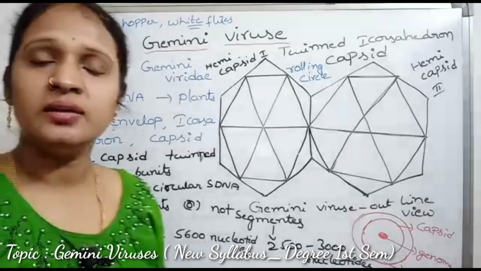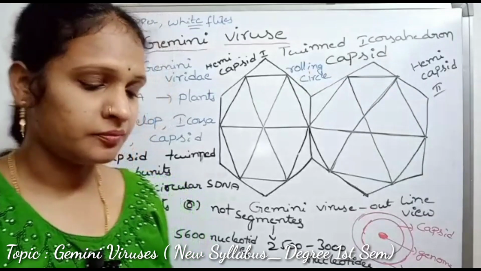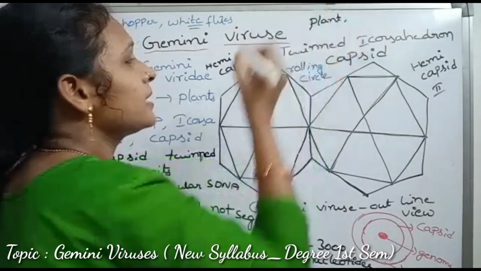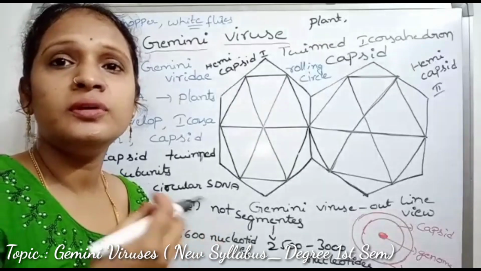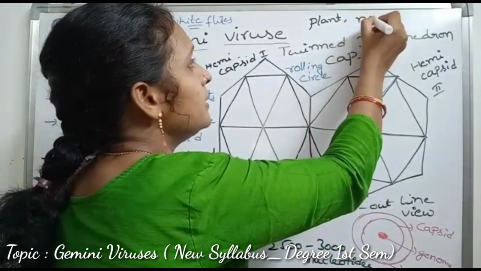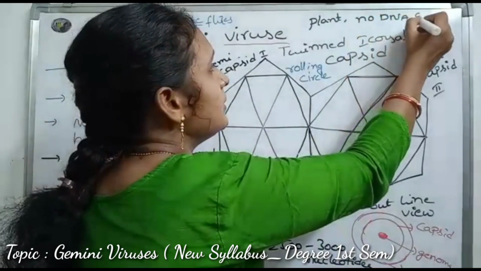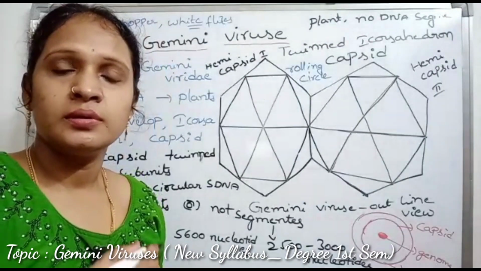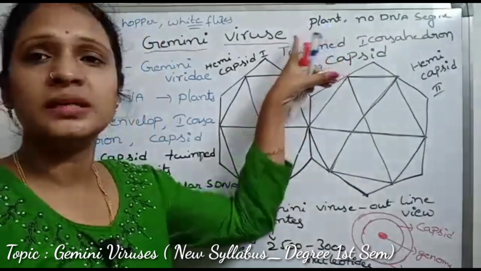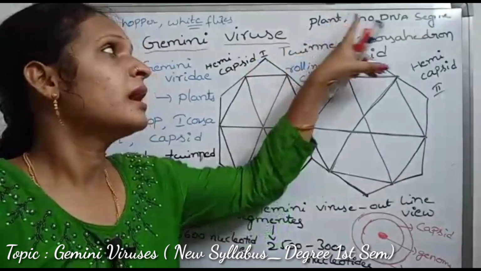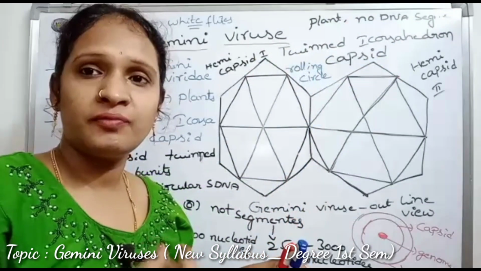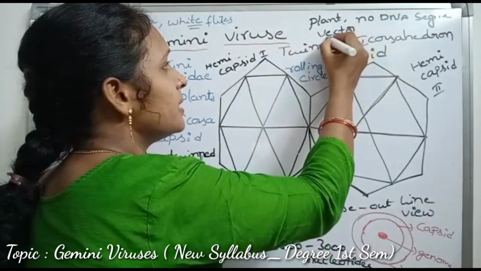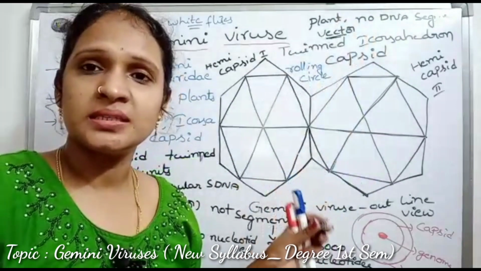First, identify the type of plant or crop they infect. Next, the number of DNA segments or fragments. And next, the type of vector. These are used to identify the Gemini virus diseases.